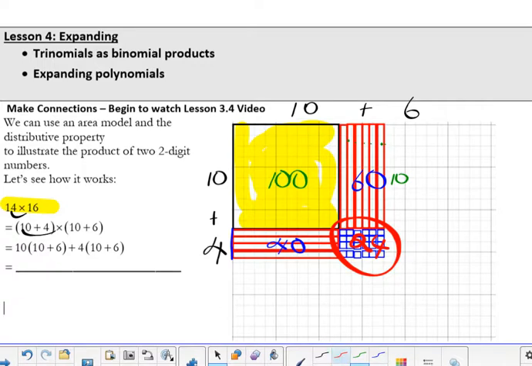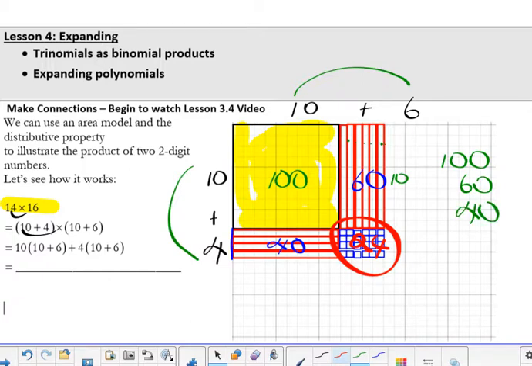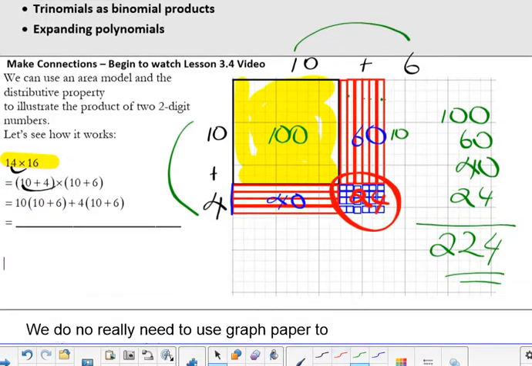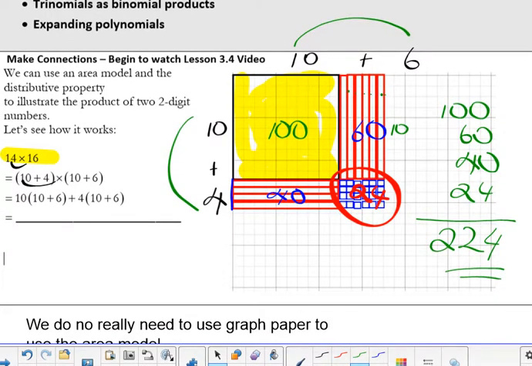So guess what? We should see from our area model that this product of 10 plus 4 times 10 plus 6 is going to be the area of the square, which was 10 times 10, then 10 times 6, which was the 60, and then the 4 times 10, which was the 40, and then lastly, the units, which was 24. Now, what does that all add up to? That adds up to 160, 200, 224, isn't it?